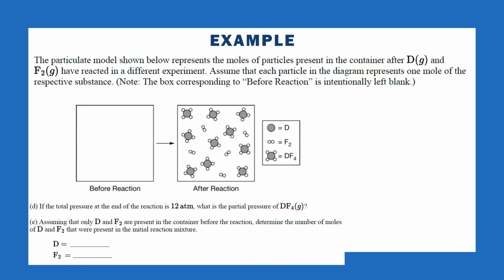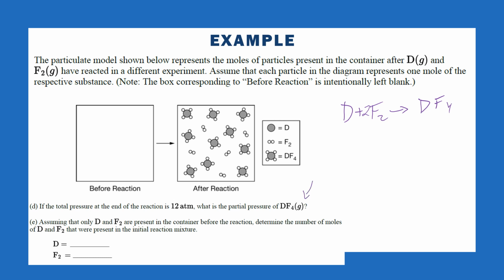Okay, so now this time we have the same reaction. I'm going to go ahead and write the balanced equation again. Okay, moles of particles present in the container after D and F2 have reacted in a different experiment. Each particle represents 1 mole of their respective substance, and the box corresponding to before a reaction is intentionally left blank. For part D, if the total pressure at the end is 12 atm, what is the partial pressure of DF4? So this is a Dalton's law question.